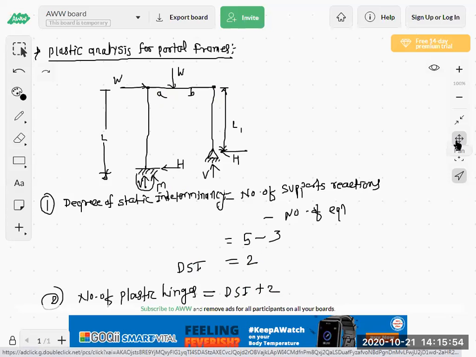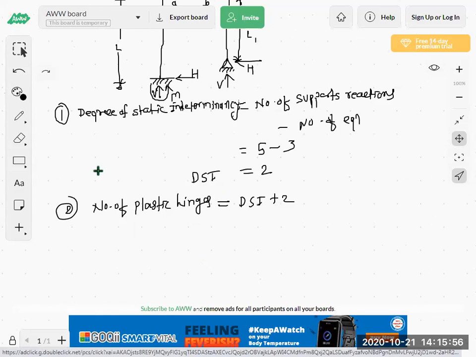So now how to calculate plastic hinges? We can calculate using DSI plus 2. Here DSI is 2, and we have assumed this value. So 2 plus 2 is 4. So the minimum plastic hinges in this frame will be 4 in number.